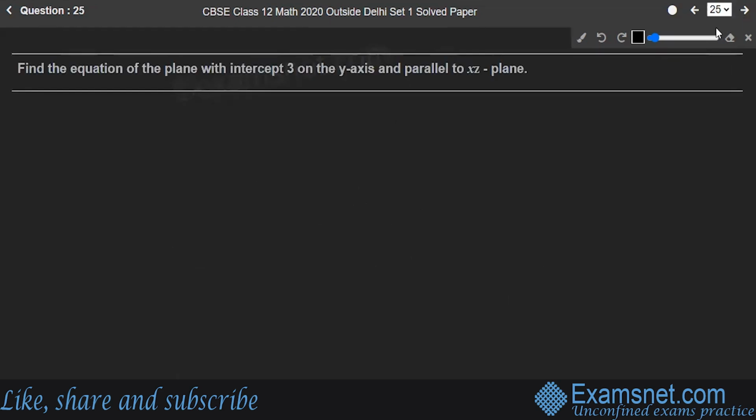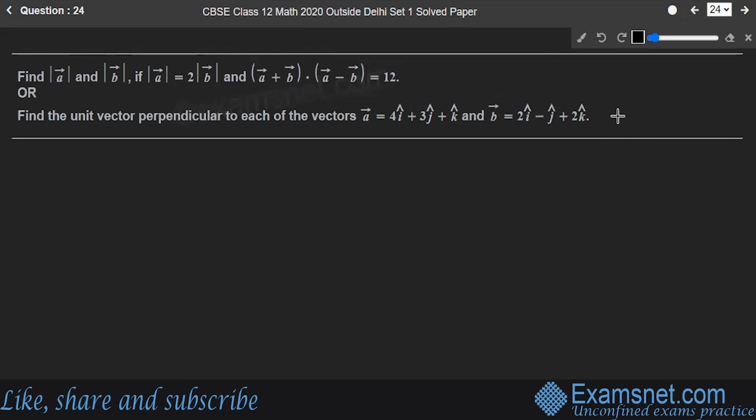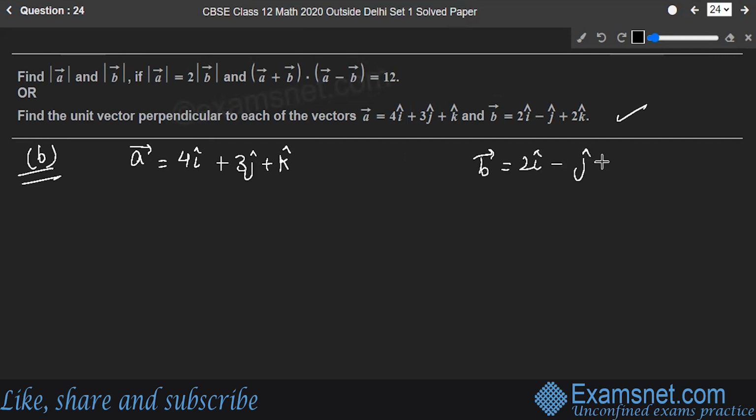You have to find the equation of the plane with the intercept 3 on the y-axis and parallel to the xz plane. Okay. So here, sorry, one thing I missed doing is this part. Sorry. I'll just finish with this one also. So here's the B part. A vector is given by 4i plus 3j plus k, and B is 2i minus j plus 2k, right?